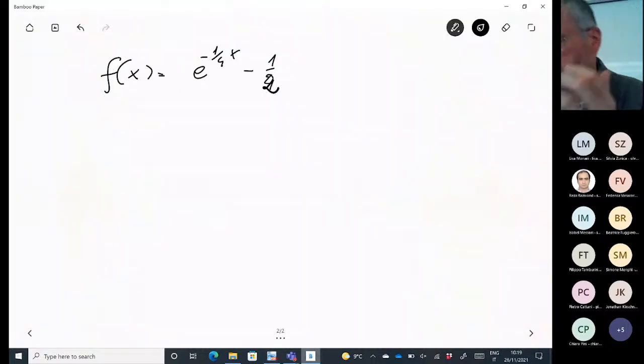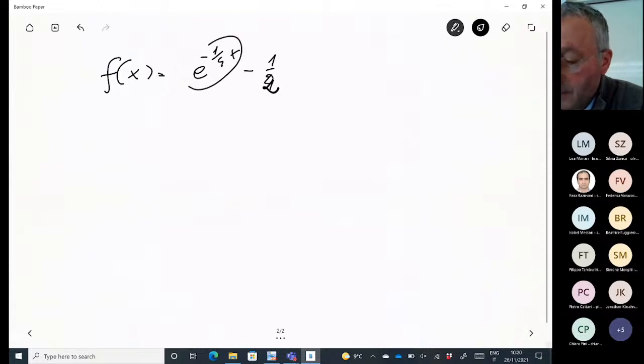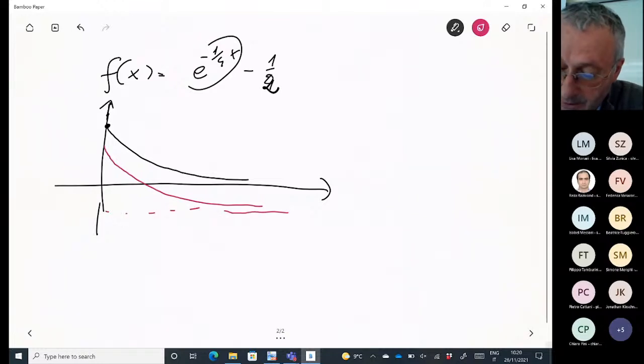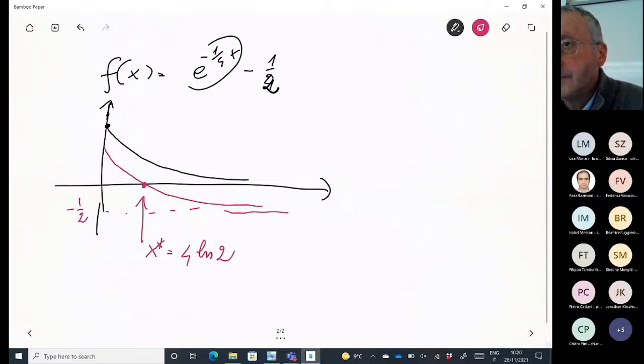Okay, so this one, exponential of minus 1/4 x, is like this. When x is equal, say, to 0, it starts here, basically. Yeah, it goes like this. If we subtract 1/2, it is like this. And here, it will approach the level minus 1/2, okay? And this one will be x star equal to 4 log of 2. This one starts from 1/2, while this one starts from 1, right? But ours is the red one.